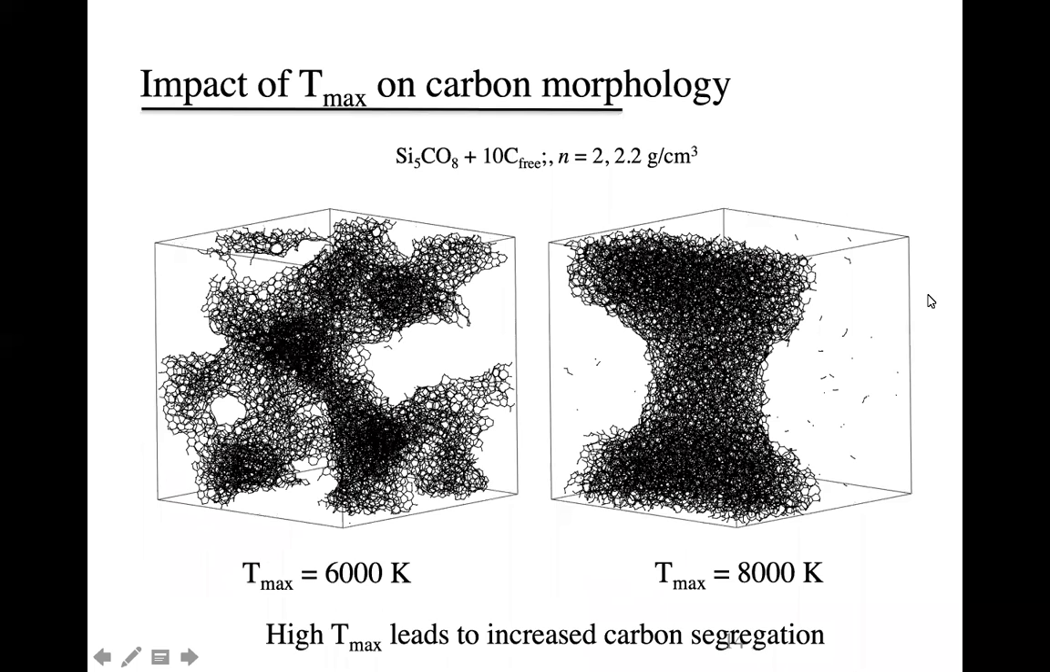This difference in the carbon morphology is even more pronounced at higher Tmax values. So when we look at a Tmax of 6000 Kelvin, our carbon structure is an interconnected tubular network. And then at 8000 Kelvin, the carbon segregation is even higher, and now we have this much thicker tubular network. So essentially, increasing the Tmax leads to an increased segregation of the carbon.